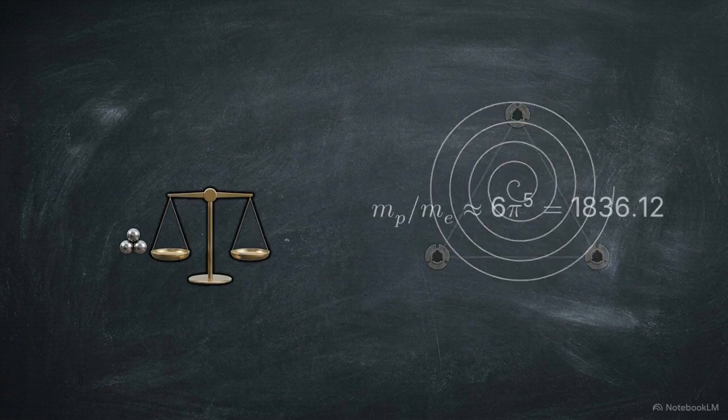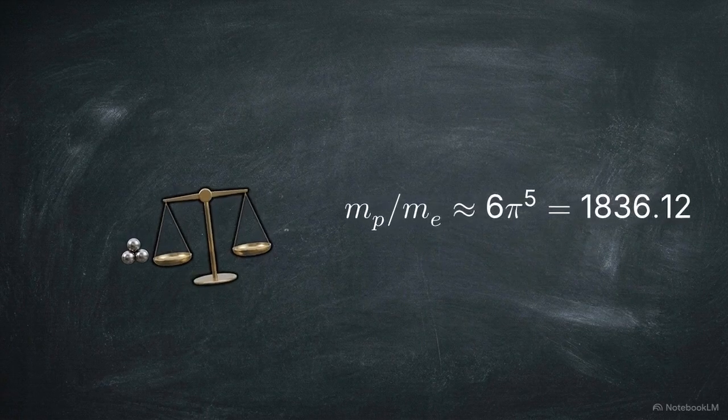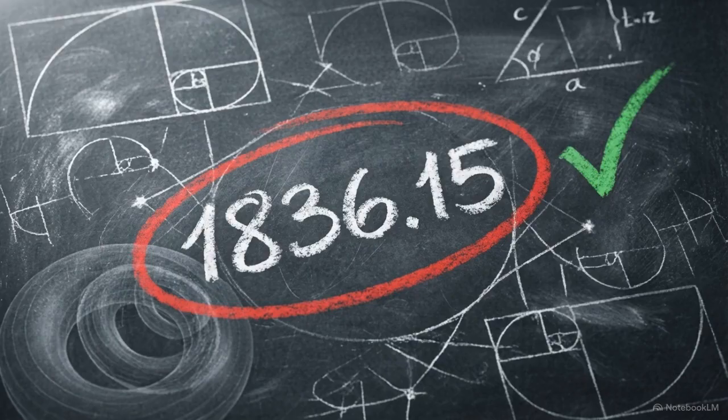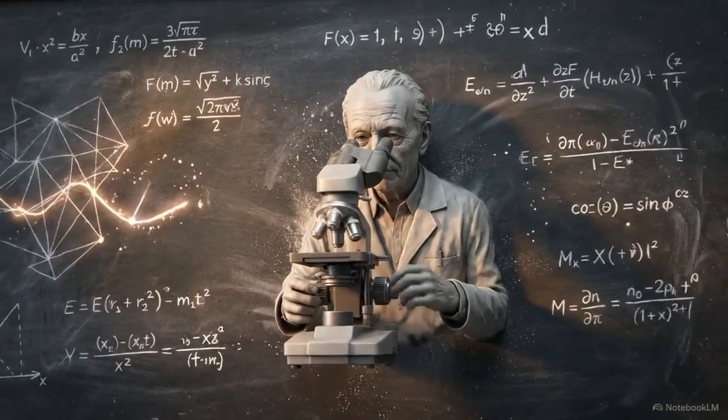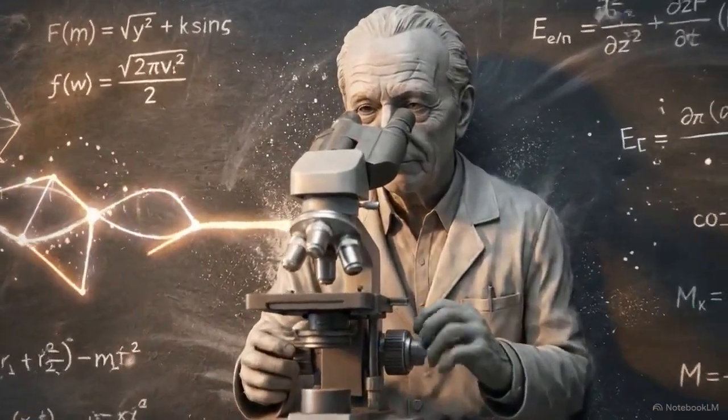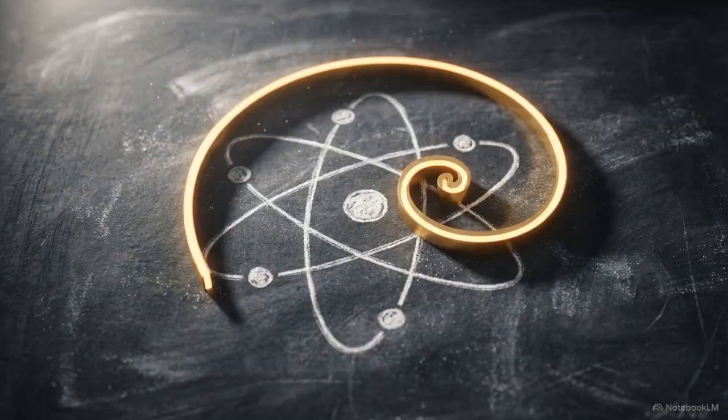The result is 1836.12. This geometric calculation matches the accepted experimental value for the proton-to-electron mass ratio to within 0.002%. This suggests that the mass of a particle is not a random number we have to find in a lab, but a direct consequence of the golden ratio and pi.